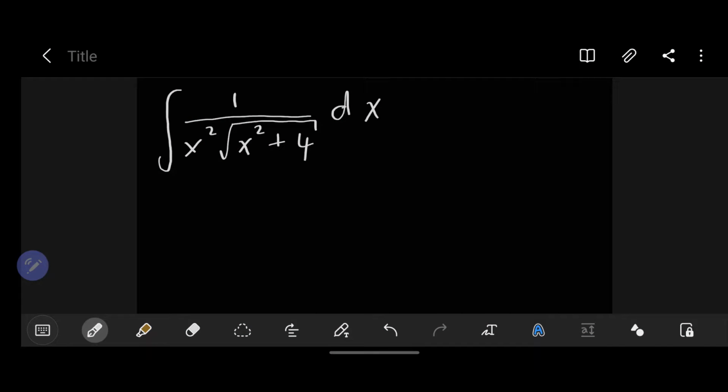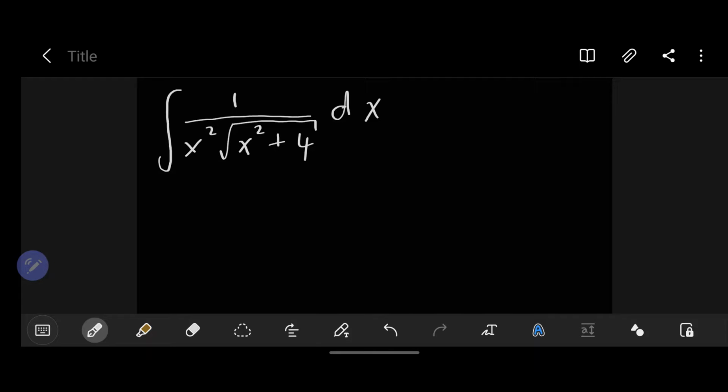We have to find the integral of 1 over x squared times the square root of x squared plus 4 dx. So first things first, we have to be familiar with a couple of trig identities.